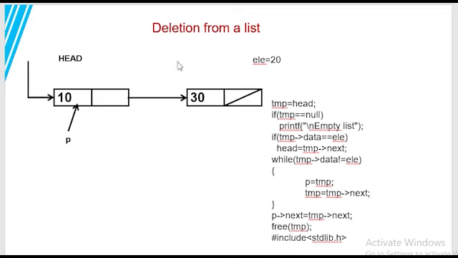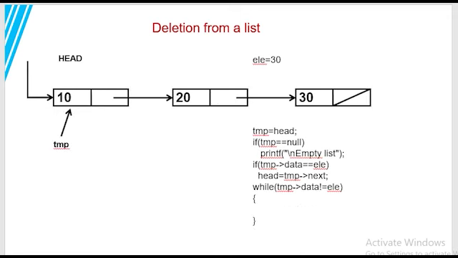So after deleting an element, this is the position. Then deletion of a list with the last element. The last element deletion is completely easy. You just delete an element and make this null. That's all.